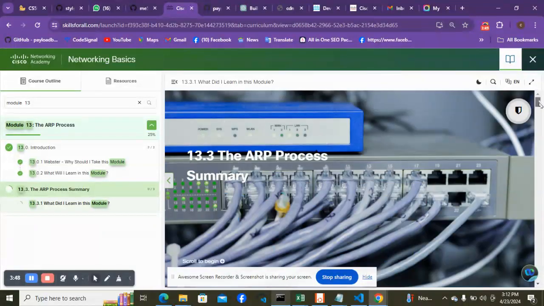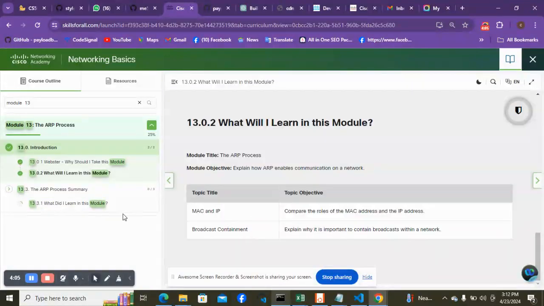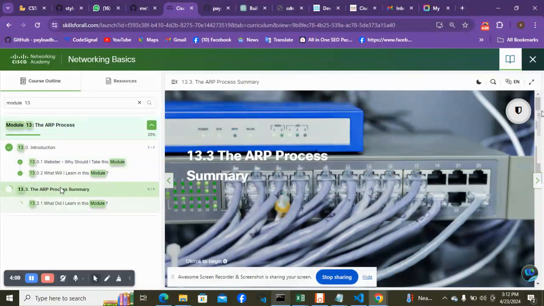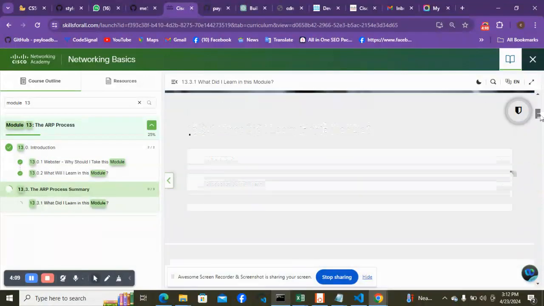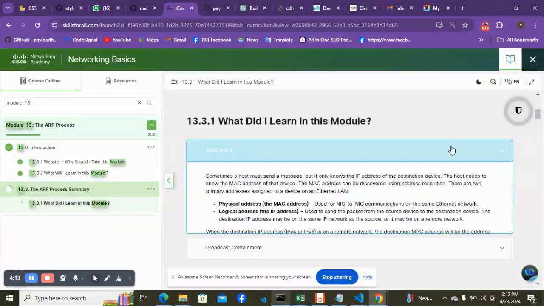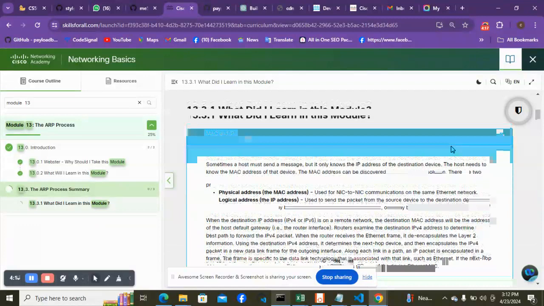ARP process. Okay, so what did I learn in this module? MAC and IP. Sometimes a host must send a message, but it only knows the IP address of the destination device. So the host needs to know the MAC address of both devices. The MAC address can be discovered using address resolution.